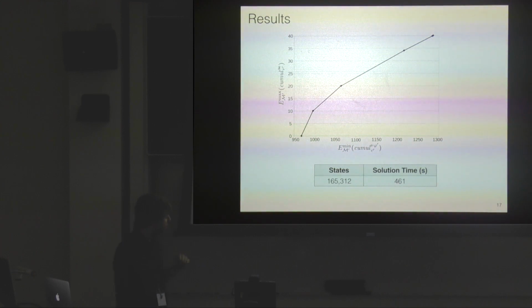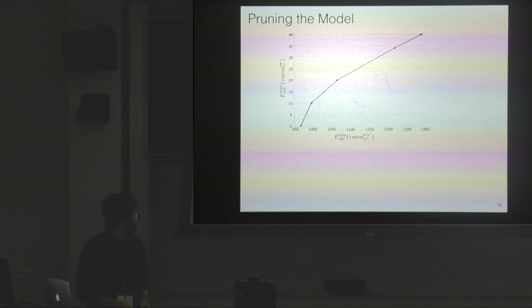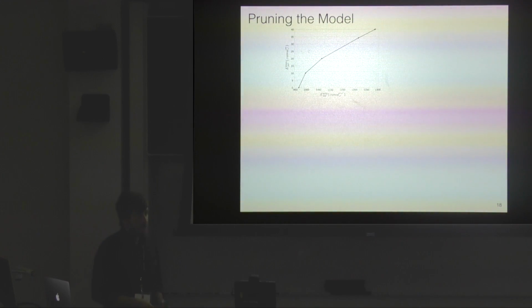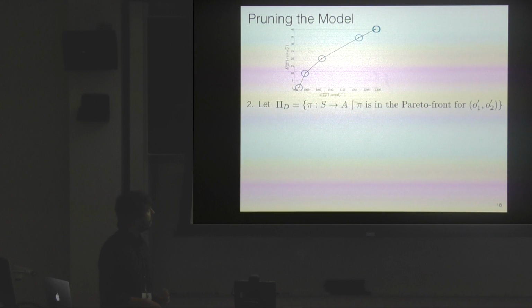So this is the Pareto front for this case, and you can see that now we have just a couple 100,000 states, and we can solve the problem in less than 10 minutes. Now, how do we use this to guide our search for the time-bounded problem? We are going to prune our product MDP, taking into account this set of deterministic policies that we have calculated for the relaxed problem.